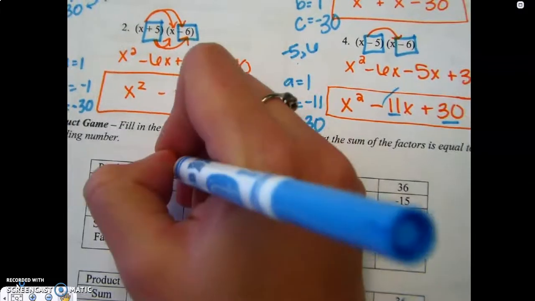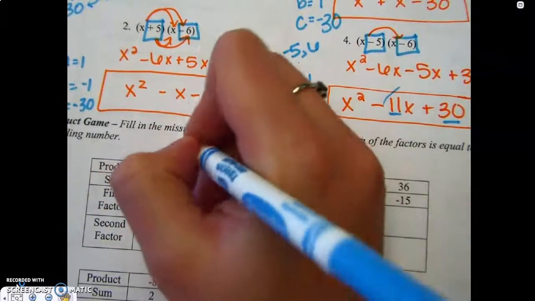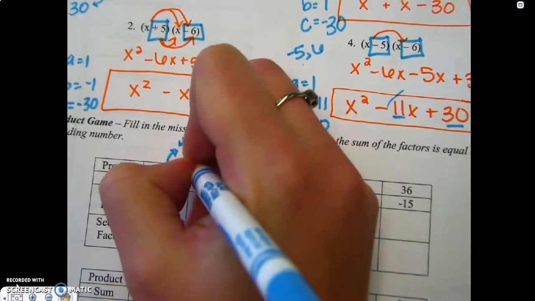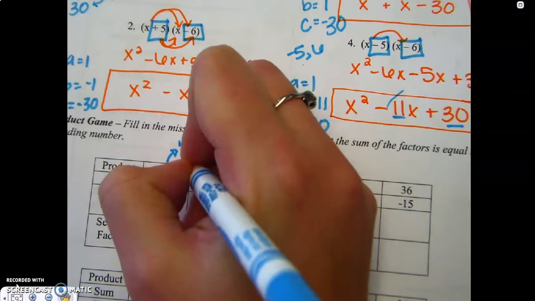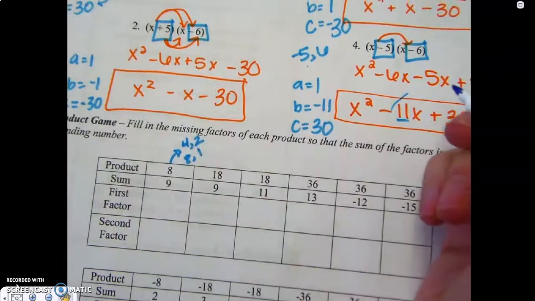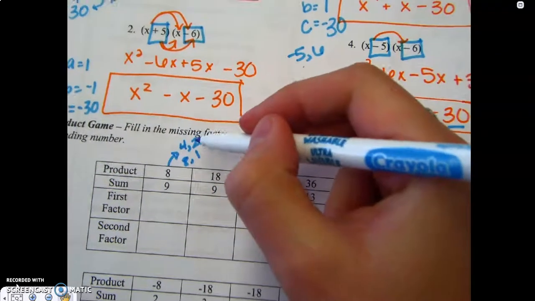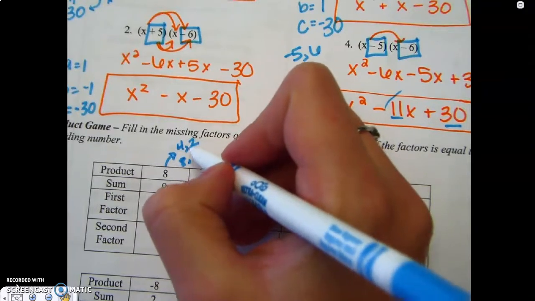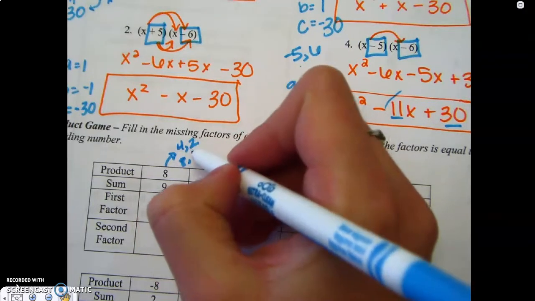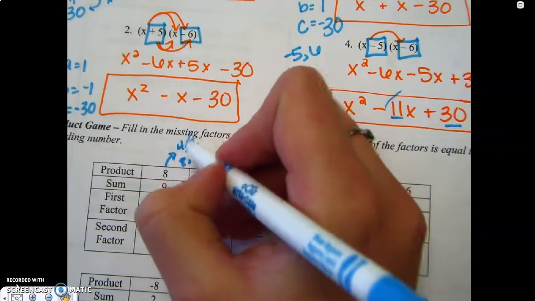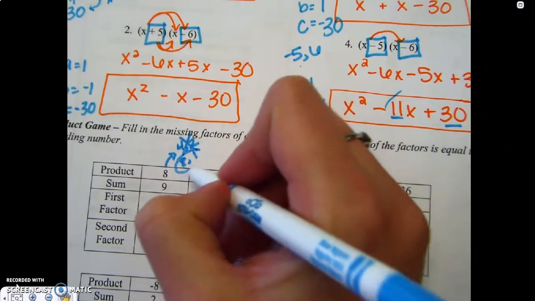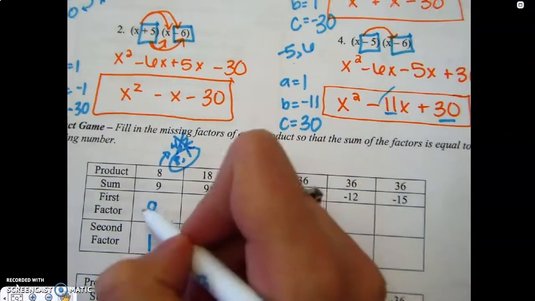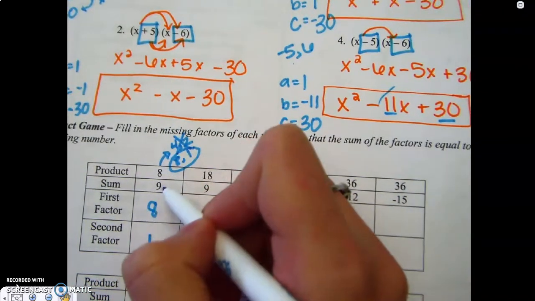I'm going to think about what are my factors of 8. So 8, I can do 4 and 2, or I can do 8 and 1. This is where your number sense is going to come into play. So 4 and 2, I'm going to check. They don't add to be 9. But 8 and 1 add to be 9. So this pair won't work. Only this pair will. So the first factor could be 8 and the second factor could be 1. 8 times 1 is 8 and 8 plus 1 is 9.